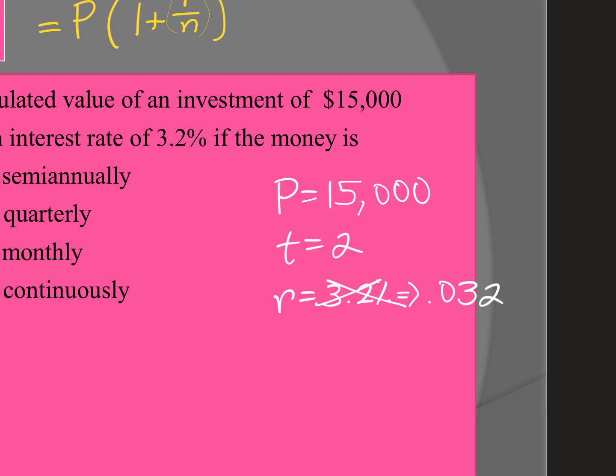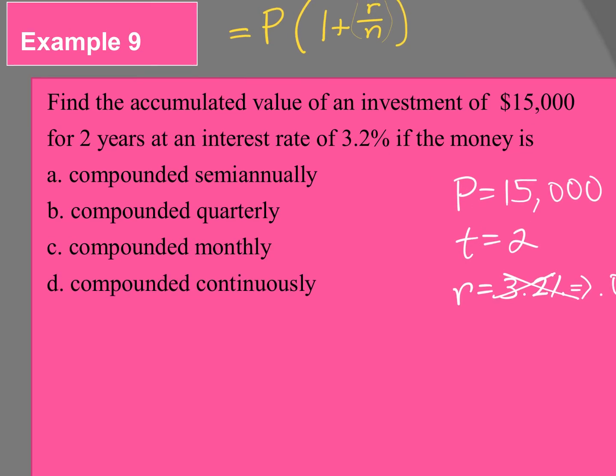And then the last letter I need is N. Well, in A, B, and C, they gave me different N values. So for A, I'm going to use N equals how much? Semi-annually. 2. For quarterly, N equals how much? 4. For monthly, N equals how much? 12. And then the last one says continuously. What do I think of when I see continuous? APERT. Our friend APERT. Good.